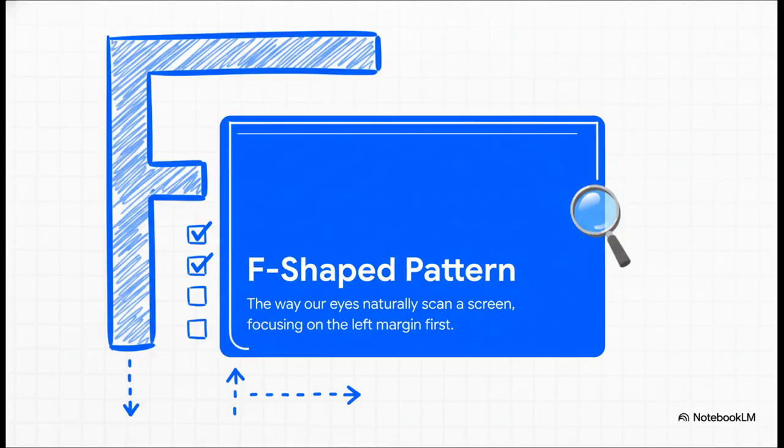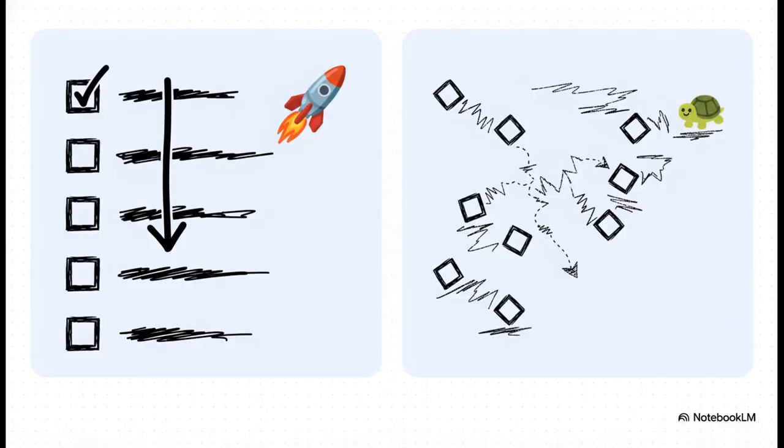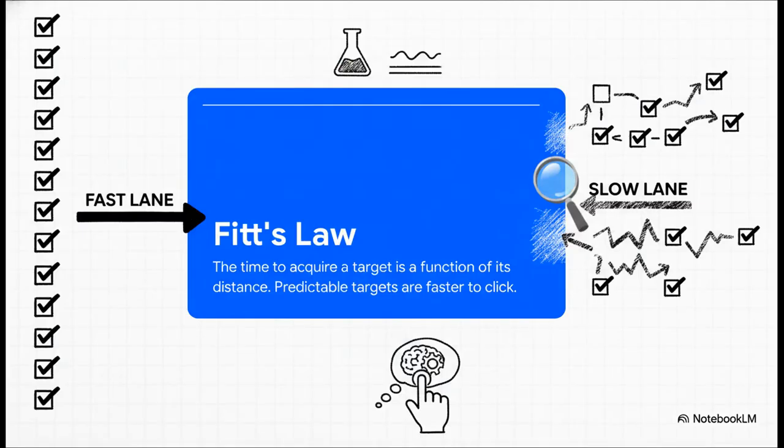It's just easier. So here's the crucial takeaway. Putting checkboxes on the left creates a fast lane. Your eye and your mouse can just zip right down a straight, predictable line. But when they're on the right, stuck after labels of all different lengths, you get a slow lane. Your eye has to jump all over the place, your brain has to work harder. It's just plain inefficient.